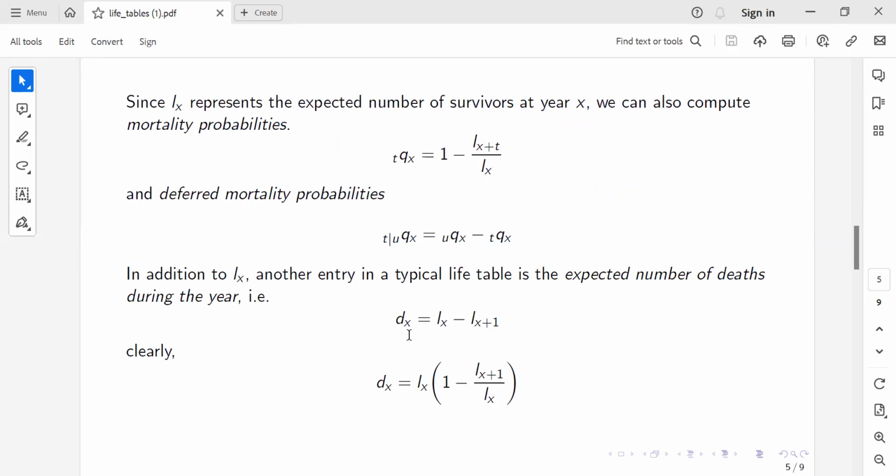Let's move on to the dx. So dx here represents the number of people who are currently age x. It's not probability, it is number. Expected number of deaths within 1 year, for those who are currently age x who will die within the next 1 year. It is an estimation.